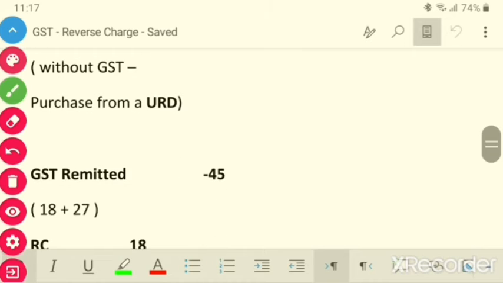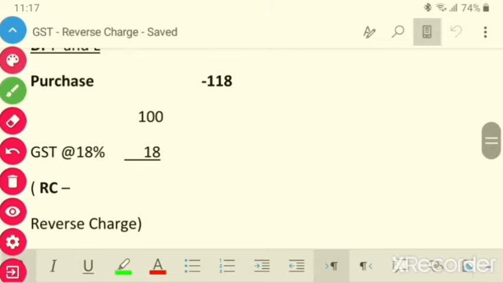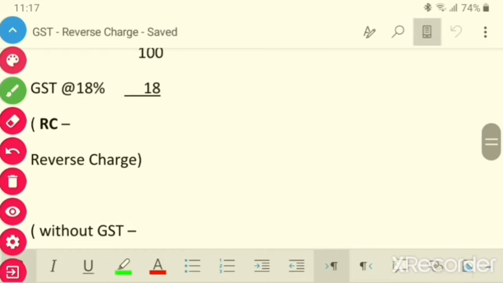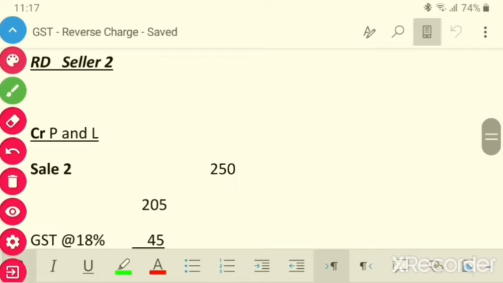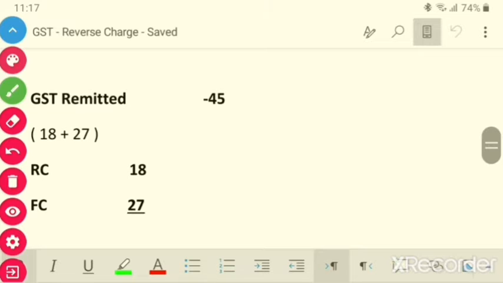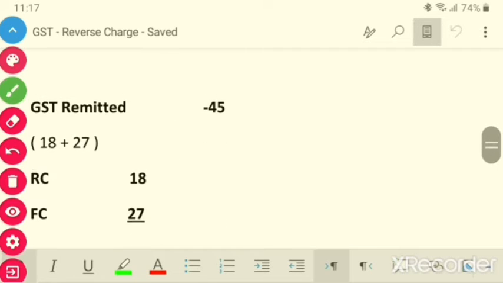So let us see accounting profit. GST remitted is how much? GST remitted in the name of reverse charge 18. Then the final GST remitted. Total GST on sale value is how much? Stage 2 seller is selling at 250. In that, 45 is the GST component. Now, in that 45, will the entire 45 be remitted? No. He has already paid reverse charge 18 rupees. That he will take as input credit. So 45 minus 18, 27 will be remitted. So total GST remitted is 45.